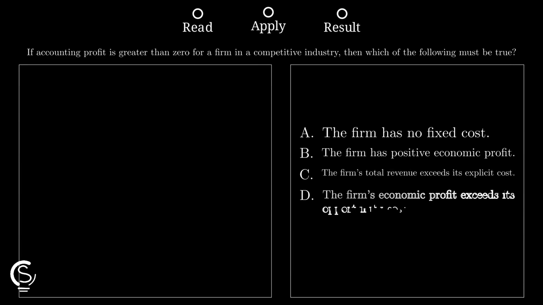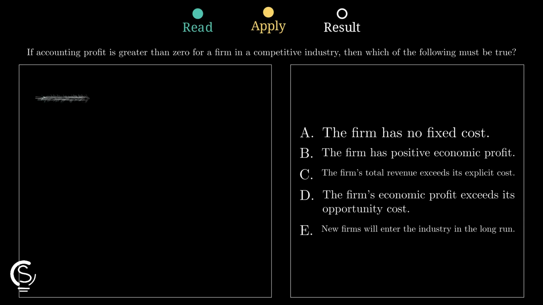First, we must define accounting profit as total revenue minus explicit costs. These are the actual out-of-pocket payments a business makes, like wages and rent, to keep the whole operation running. Since the problem states that accounting profit is greater than zero, total revenue must be larger than those explicit costs. This simple mathematical relationship is the core definition of being profitable.